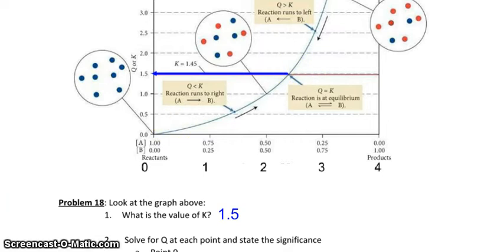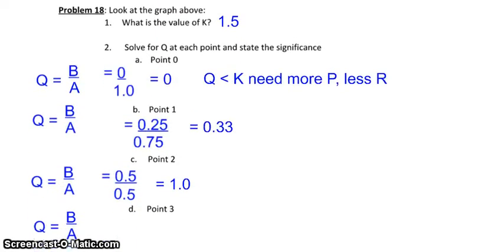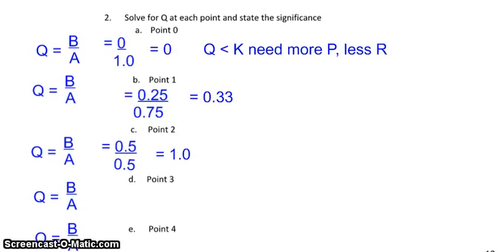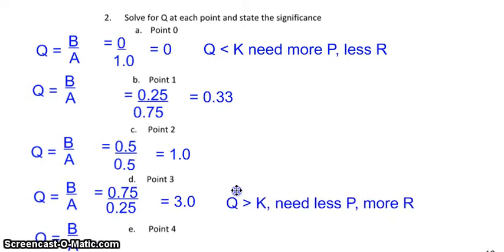Okay, so let's check out 0.3. At 0.3, it looks like our products have increased to 0.75. Our reactants have gone down to 0.25. And if you do your division, hopefully you don't need a calculator for this, you get 3. Oh, something's changed here, isn't it? 3 is bigger than 1.5. So what does that mean? Now Q is bigger than K.